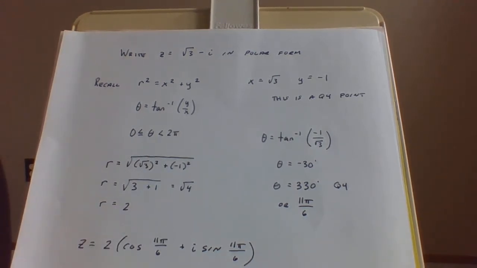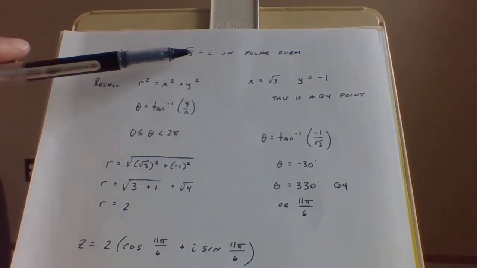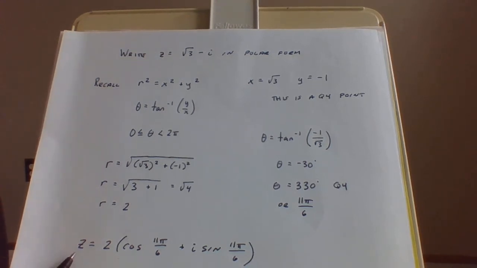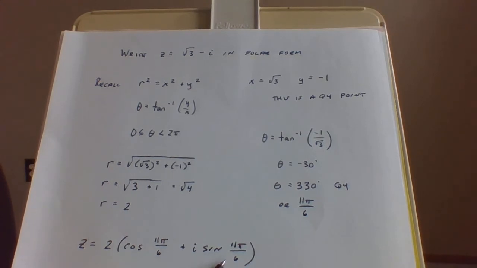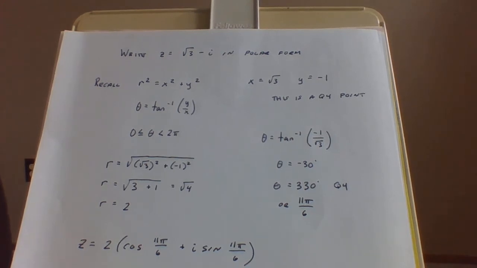And now I can go write my answer. We want to write this z point in polar form. So you had two options here. This is my r value, my positive 2, and I decided to keep my r factored out. Inside my parentheses is going to read cosine of 11 pi over 6 plus i sine of 11 pi over 6. If you were writing this with degrees, 2 times cosine of 330 degrees plus i sine of 330 degrees would be the equivalent.